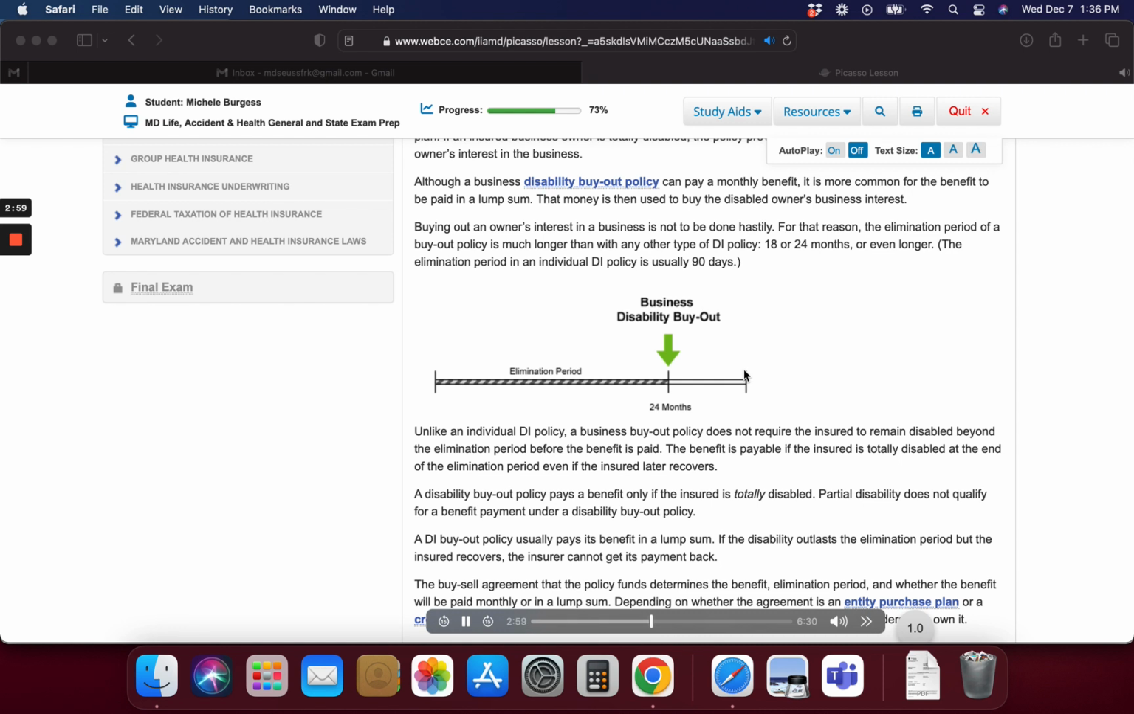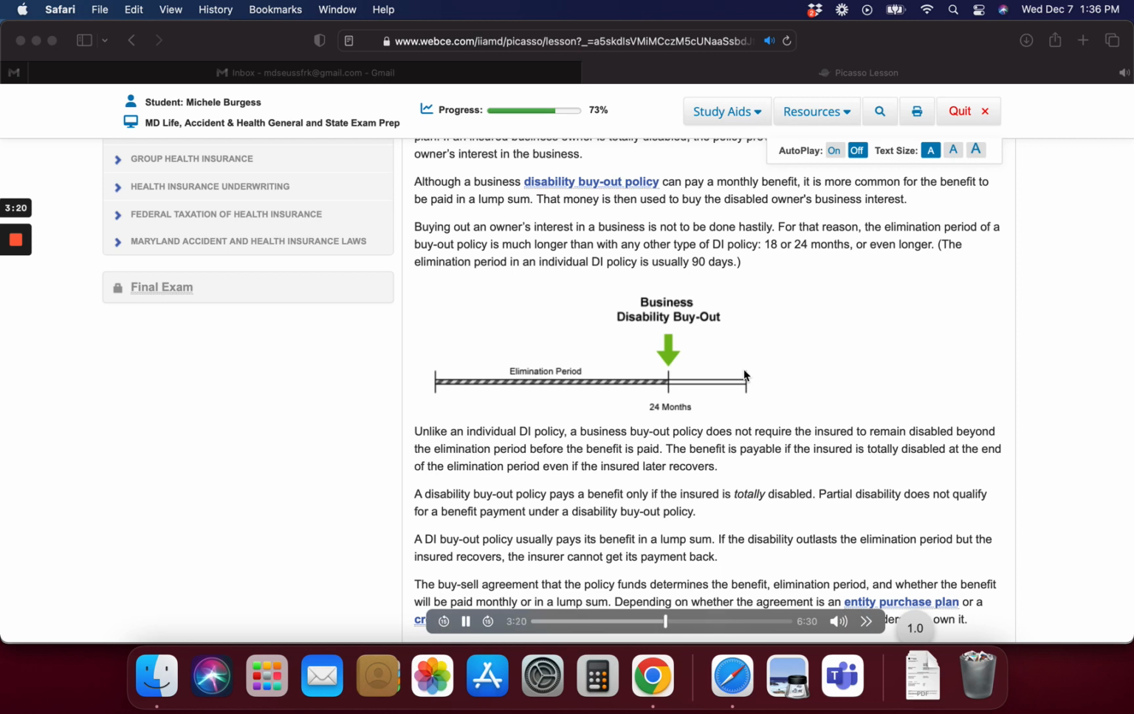Key point: in an entity buy-sell agreement, the business buys a DI buyout policy on each owner. This is suitable for a business with many owners. In a cross-purchase buy-sell agreement, each business owner buys a DI buyout policy on each of the other owners. This is suitable for businesses with a few owners.